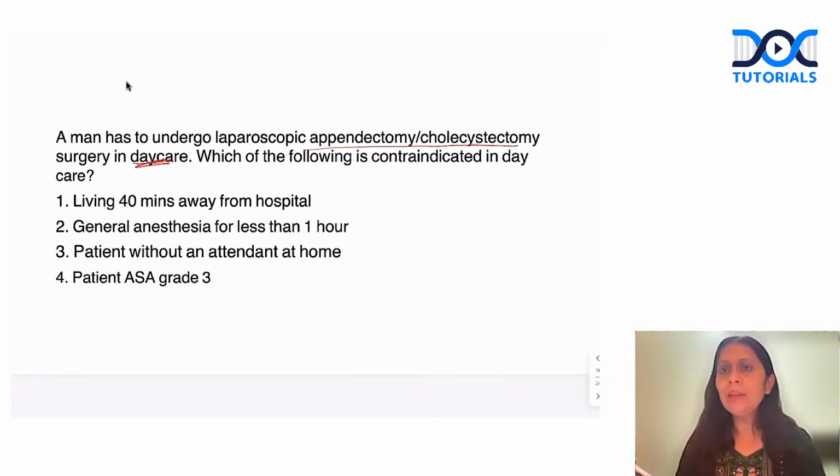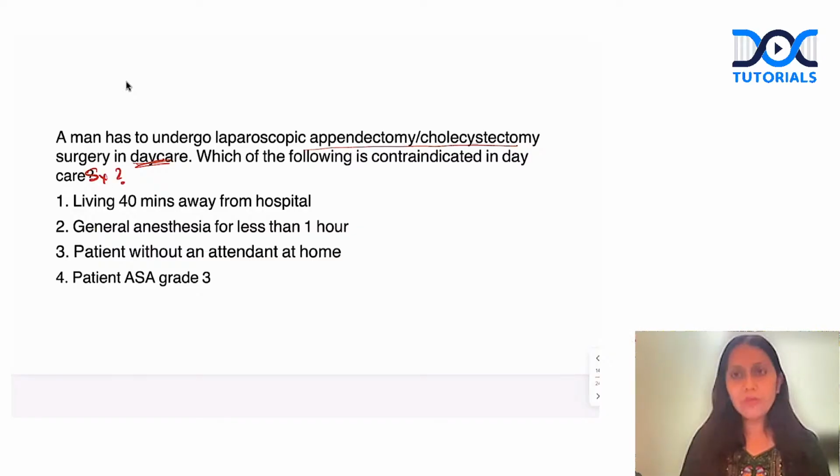So there are certain criteria to choose the patient for this kind of surgery. And a lot of procedures are undergoing on the daycare basis. And we modify a little bit our anesthesia plan to facilitate the daycare surgery. So which of the following is contraindicated for daycare surgery? So for daycare surgery, which is not the criteria patient meets? Living 40 minutes away from hospital, well, if patient can come to the hospital within an hour from where he resides, we can take that patient for daycare surgery.